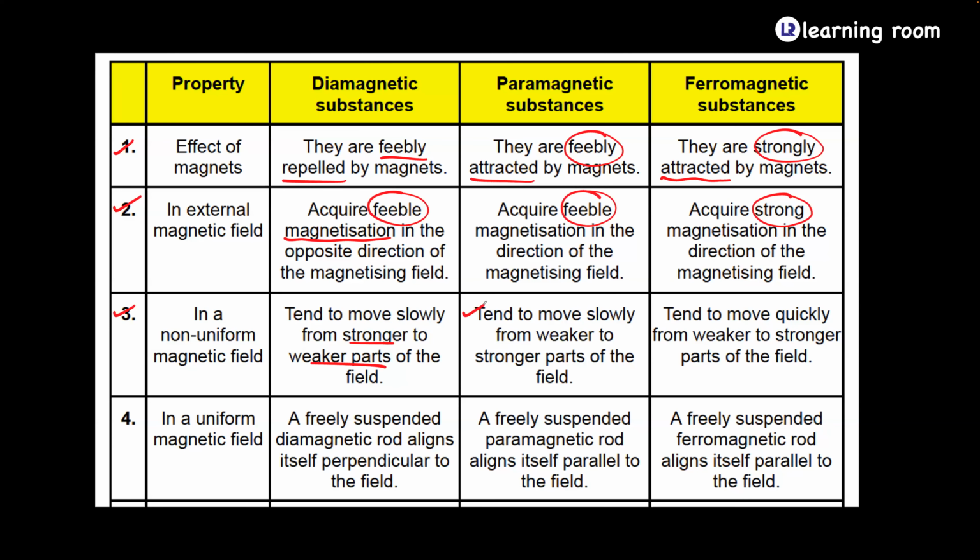Next, what about a ferromagnetic substance? They will also go from weaker to stronger, but they will be very fast.